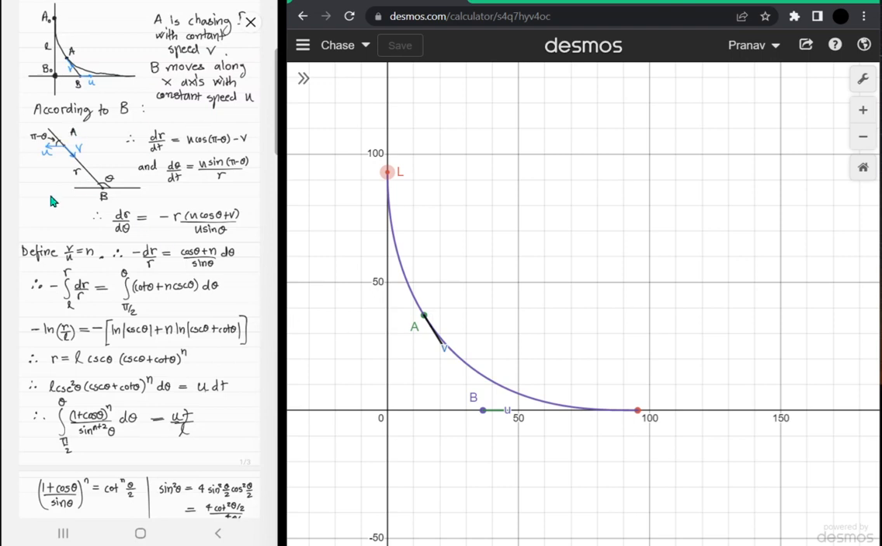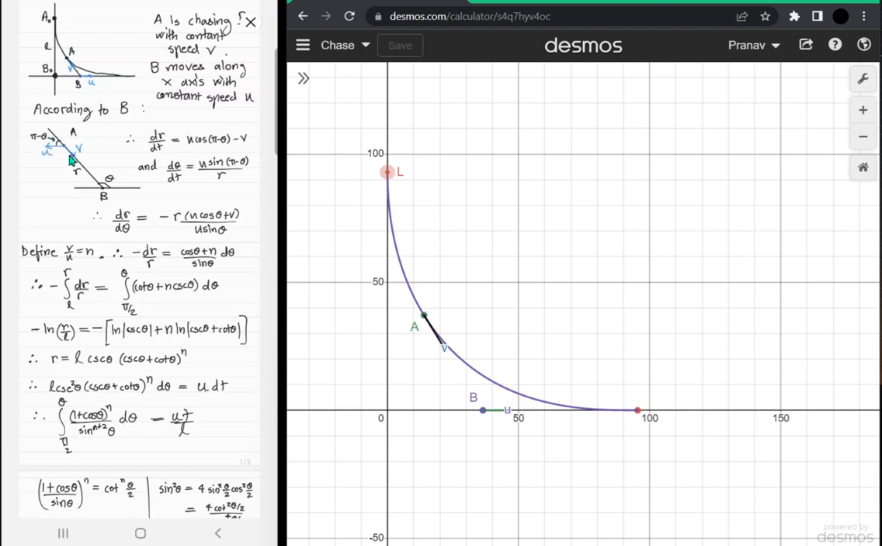So according to B, this guy A is moving with velocity v vector minus u vector. Now we can decompose v vector along the x and y axis. Yes, that is one thing that we can do, but it would be even better if we decompose along the radial unit vector and the tangential unit vector, because then you can use polar coordinates to describe everything, and you can find out what d theta upon dt, that is omega, will be, and what dr upon dt will be.